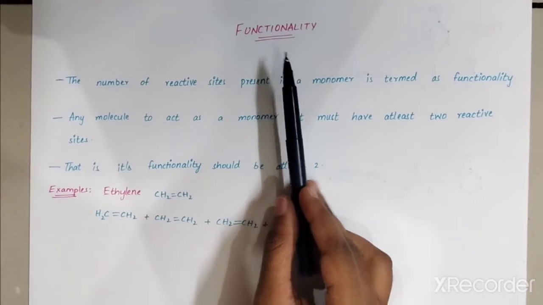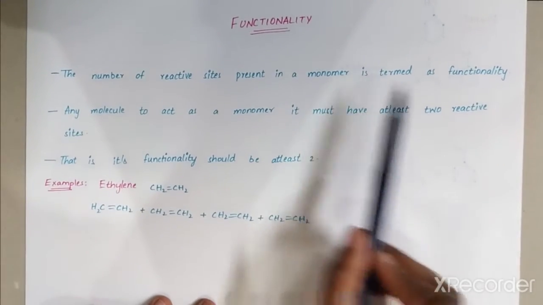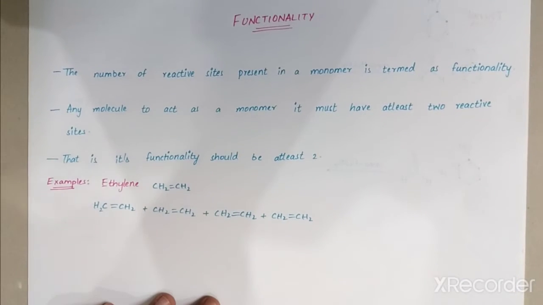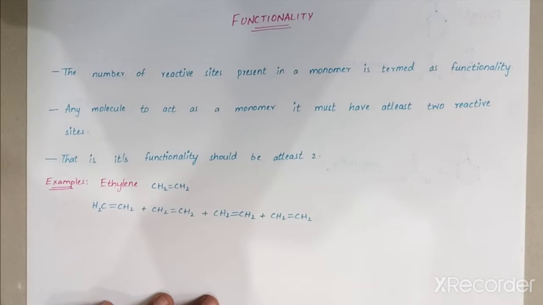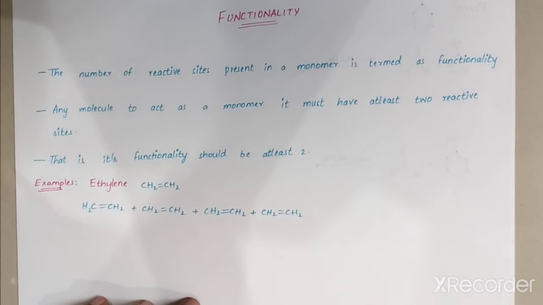Here, what does functionality mean? The number of reactive sites present in the monomer is termed as functionality. Any molecule to act as a monomer must have at least 2 reactive sites. That is, its functionality should be at least 2. Now, we'll see some examples regarding functionality.